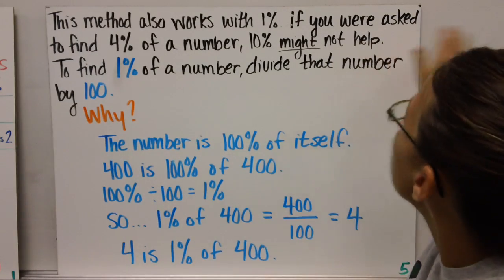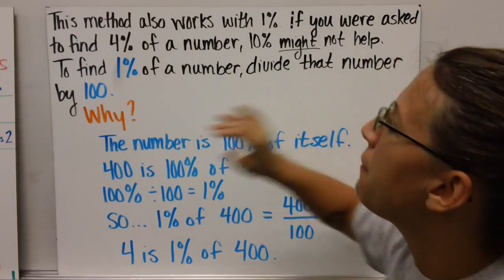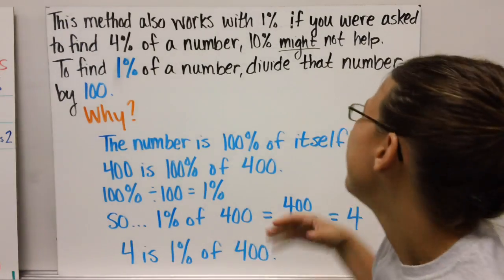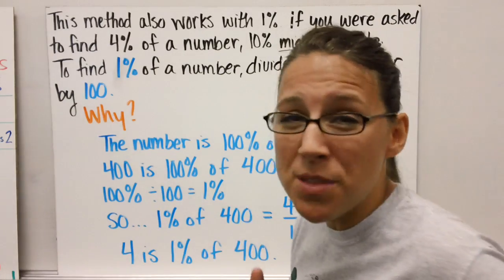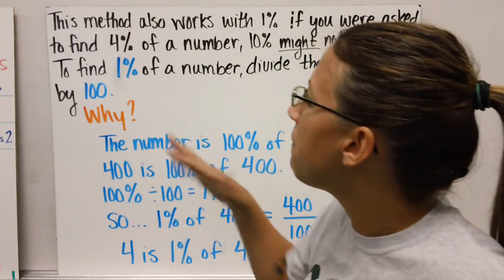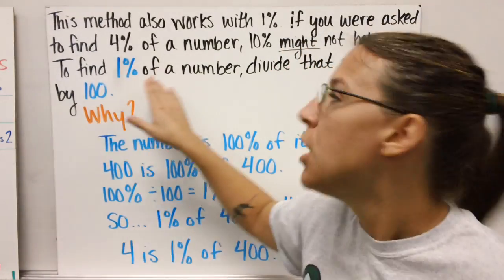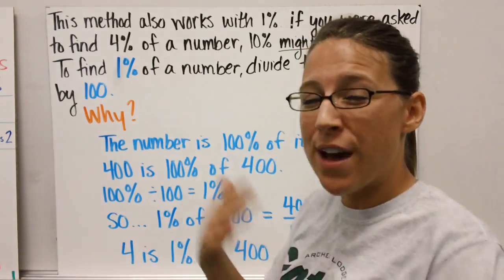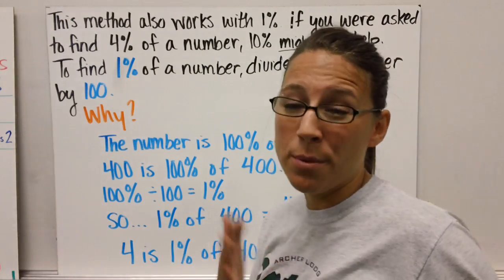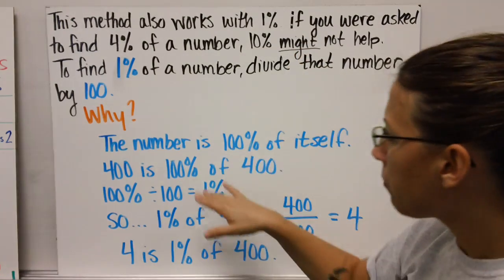So if you were ever asked to find 4% of a number, the 10% method might not help. You could get it to work, and we'll talk about something like that here in a second. But to find 1% of a number, you simply divide that number by 100. We found 10% of a number, we divided by 10. To find 1% of a number, we divide by 100, and here's why.